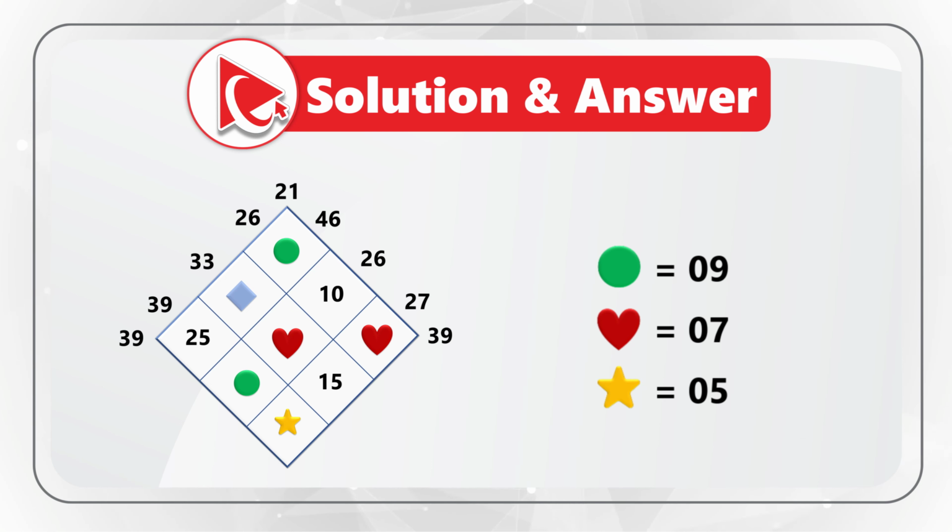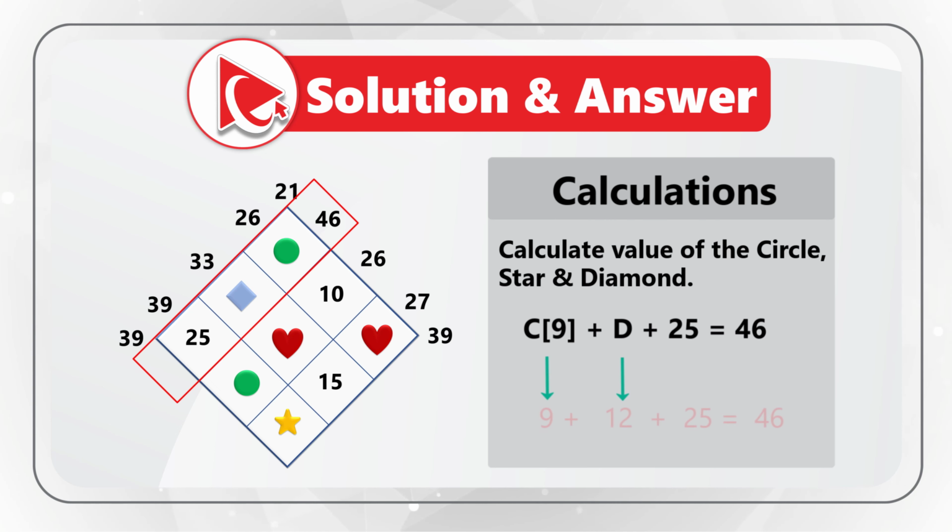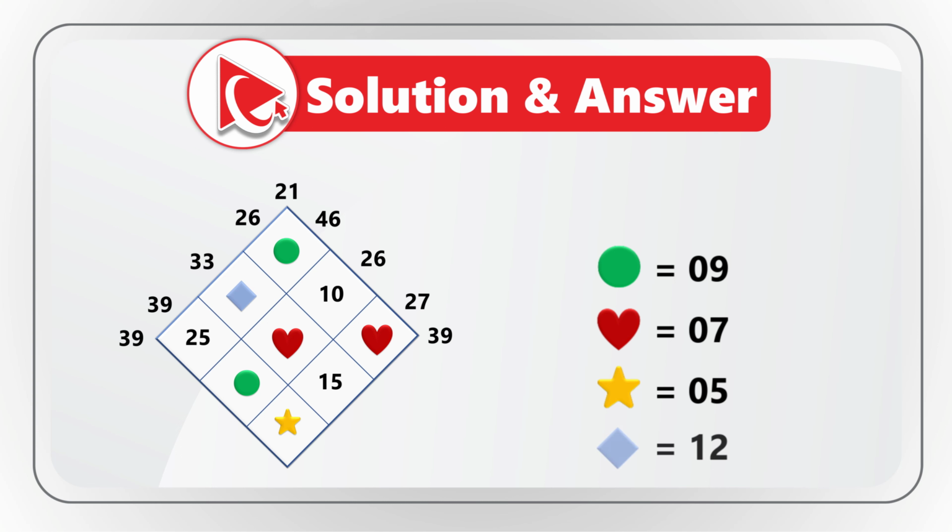And last but not least, let's calculate the value of the diamond. We know the value of the circle, which is 9, plus the value of the diamond, plus 25 should be equal 46. Based on these calculations, the value of the diamond is 12. I think we now know that the correct answer here is choice B, with values 9, 7, 5, and 12 for circle, heart, star, and diamond.